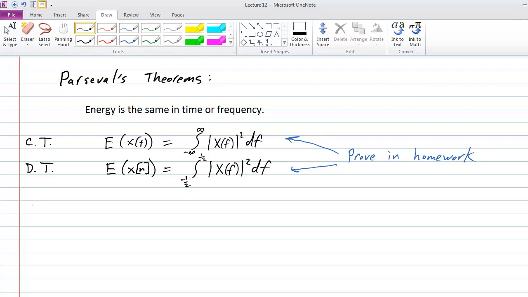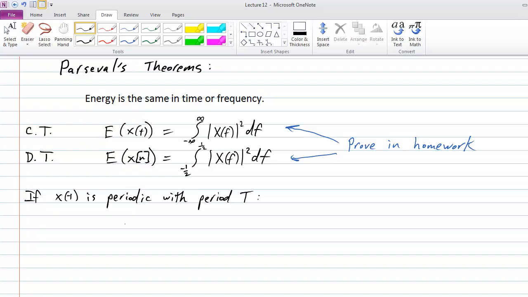Okay, so then you have, if x is periodic, with period T, a Fourier series property, and that is that the energy, the power now, because we're not going to talk about energy of a periodic signal, the power of x of t is going to equal the sum, k equals negative infinity to infinity, of the squared magnitudes of the Fourier series coefficients. Okay, and that was for continuous time.